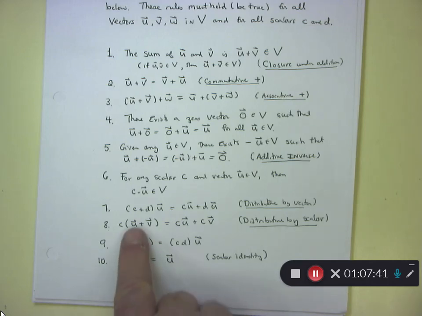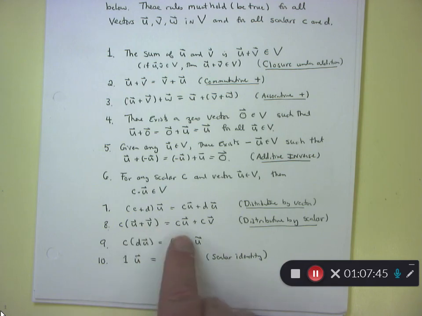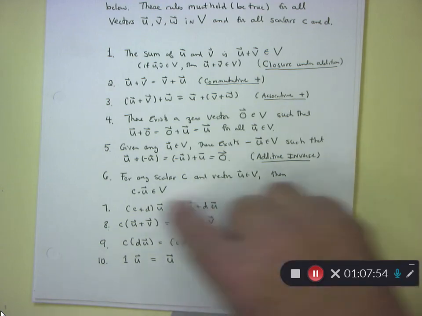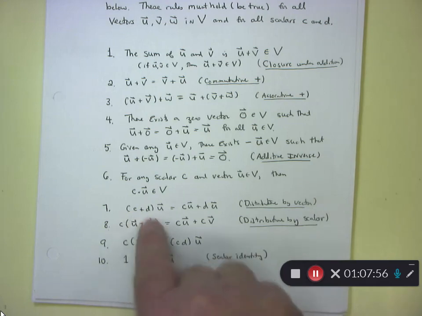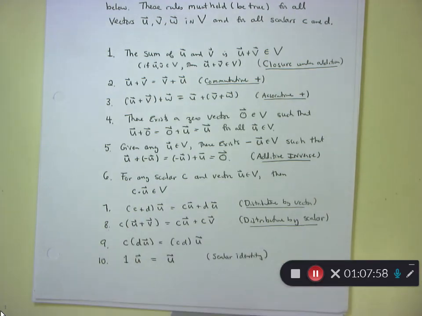Or you can distribute the scalar. Scalar c times vector u plus v is the same as scalar c times vector u, plus scalar c times vector v. Distributing the vector is number 7, distributing the scalar is formula number 8.